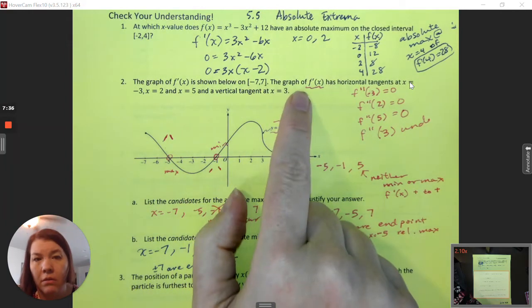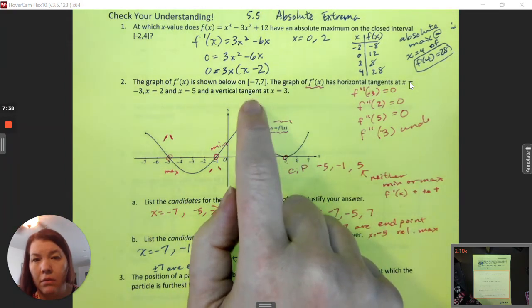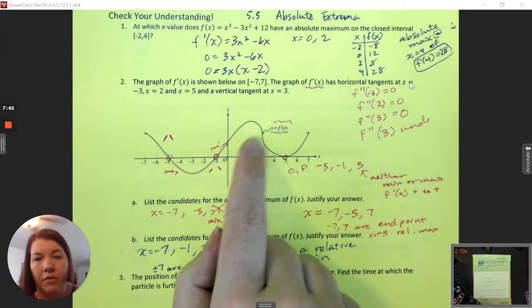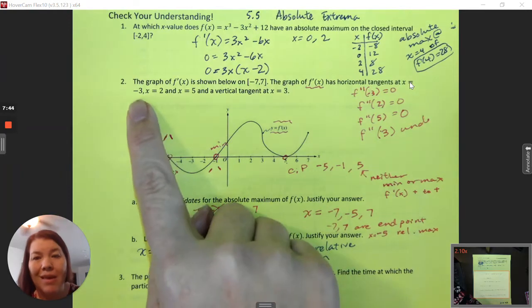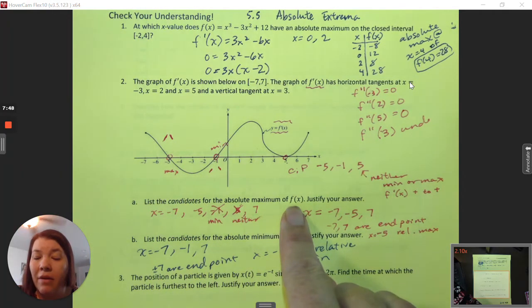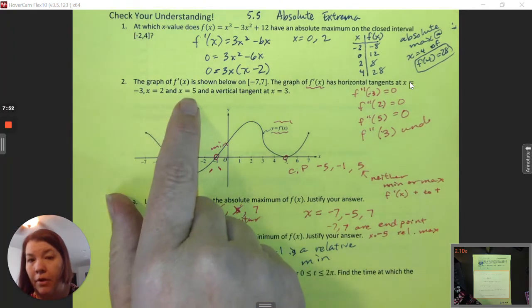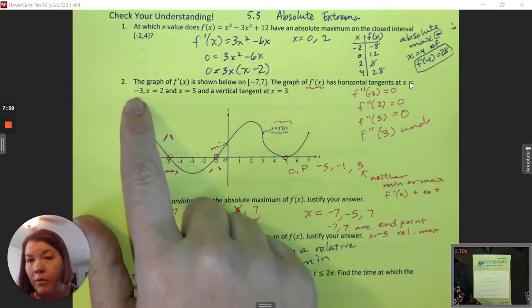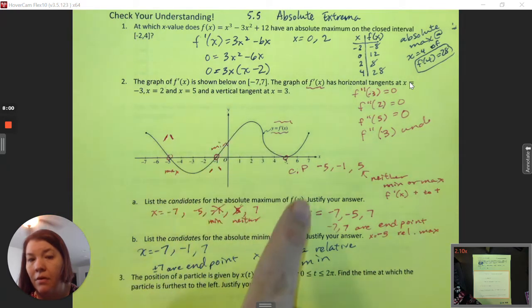Oh, wait. Where the derivative is undefined. The derivative is defined, just kidding. Okay. If they had said, find the candidates for the absolute max of f prime, they're there. Those are the candidates for f prime.